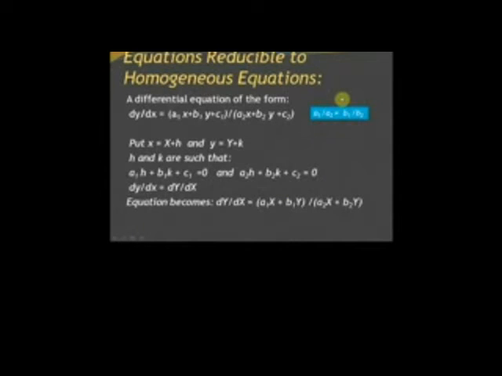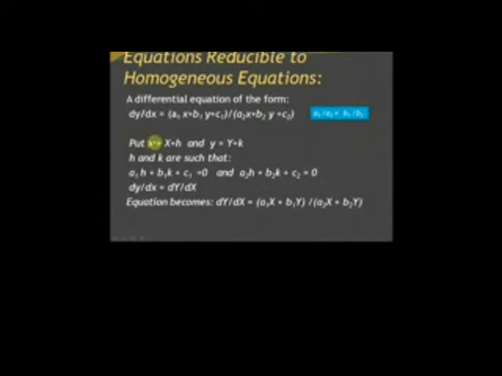The next method is equations reducible to homogeneous equations. Now we won't be getting equations that are directly homogeneous, but we reduce those equations to a form that could be easily solved, and that form is the homogeneous equation. So the differential equation of the form dy by dx equal to (a1x plus b1y plus c1) divided by (a2x plus b2y plus c2). If we have a differential equation of this form, then we use this method to solve it. Your condition is if a1 by a2 is not equal to b1 by b2, so the ratio of coefficients of x is not equal to the ratio of coefficients of y.